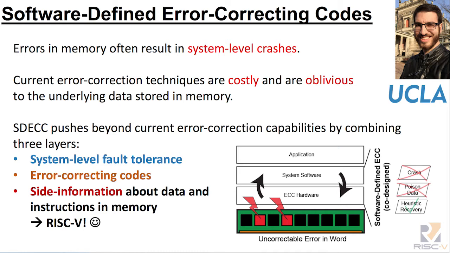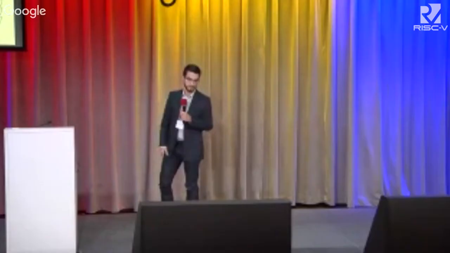The essential idea is that when you get this detected uncorrectable error, instead of doing something really bad, it turns out that you can compute from a small list of candidates what the actual original data was, and with a reasonable degree of confidence, recover the original information. So instead of crashing or poisoning your data, we want to heuristically recover.